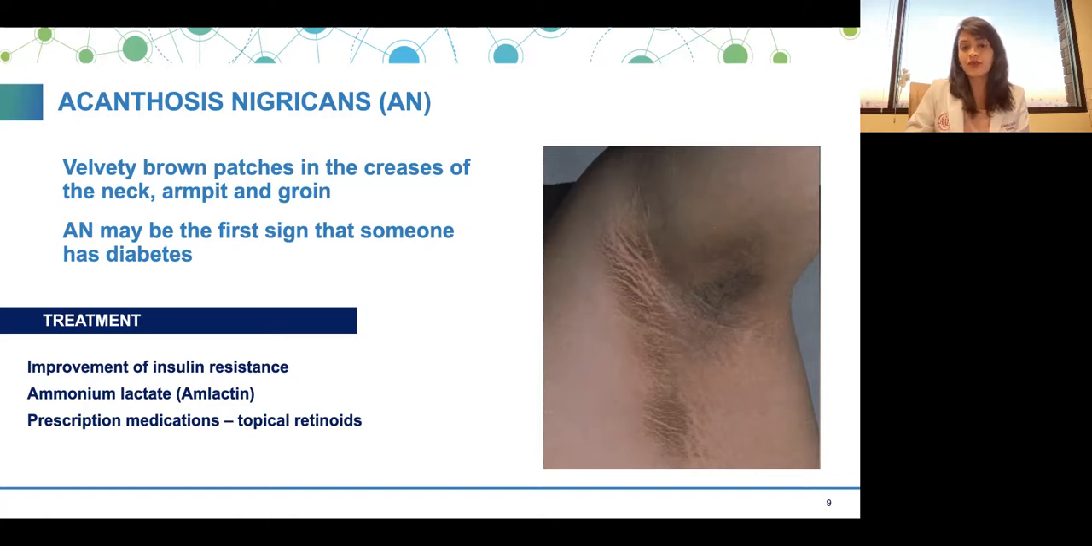So in terms of treatment, again, you have to have realistic expectations because it can be very challenging to treat. Most important is to improve insulin resistance and get the diabetes under control. And then on top of that, you can try over-the-counter ammonium lactate products such as AmLactin, or sometimes even prescription medications such as topical retinoids.